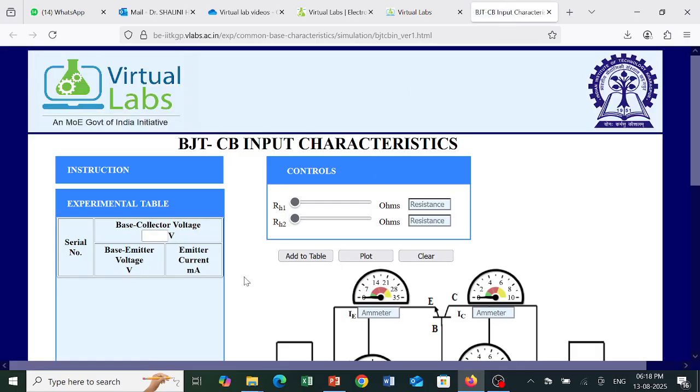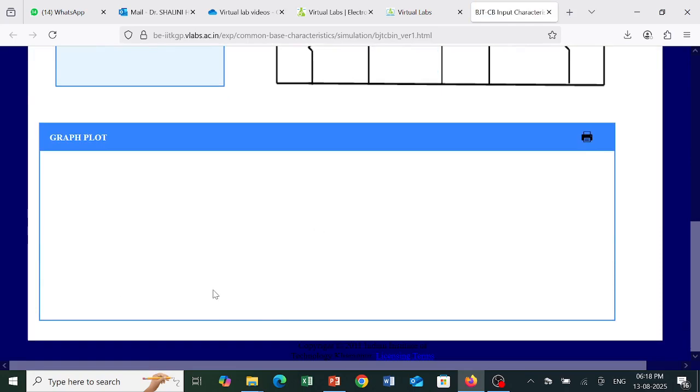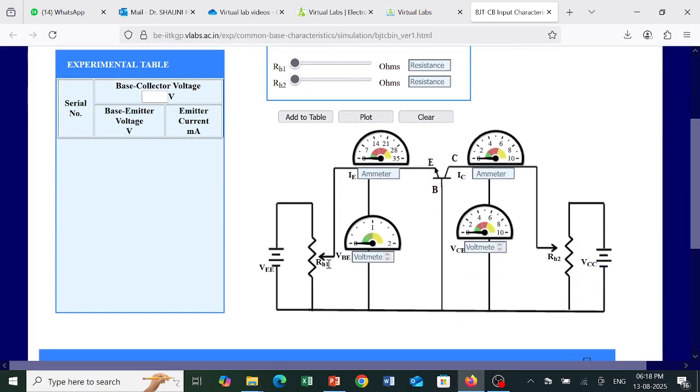First we are going to see BJT input characteristics. This is the diagram. Here is the graph plot where we'll be getting the graph. Now according to the theory explained, we have to keep VCB constant for input characteristics. Here is VCB. VCB can be kept constant using the rheostat RH2.